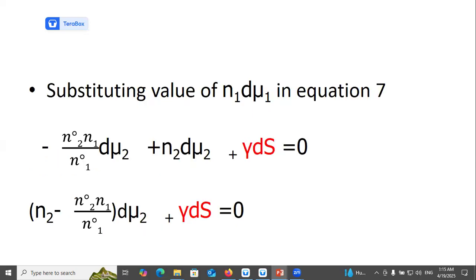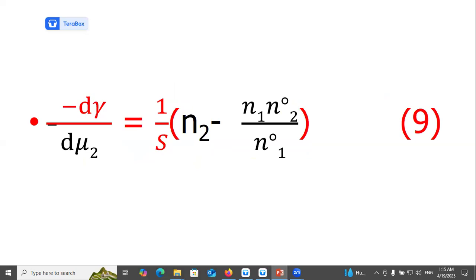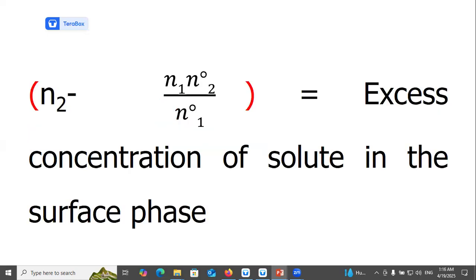Equation 9. Substituting the value of N1 d mu1 in equation 7: minus N2 naught N1 over N1 naught d mu2 plus N2 d mu2 plus gamma dS equals 0. Taking d mu2 common, (N2 minus N2 naught N1 over N1 naught) d mu2 equals minus gamma dS. So minus gamma dS over d mu2 equals N2 minus N2 naught N1 over N1 naught, and minus d gamma over d mu2 equals 1 over S times (N2 minus N1 N2 naught over N1 naught). N2 minus N1 N2 naught over N1 naught is the excess concentration of solute in the surface phase.